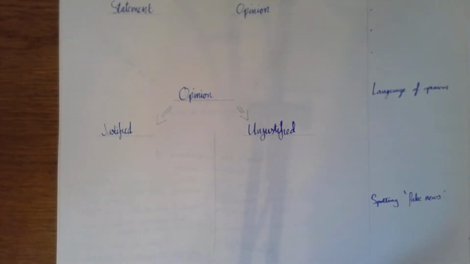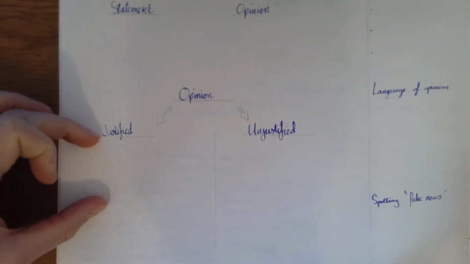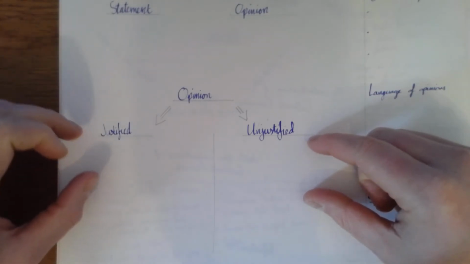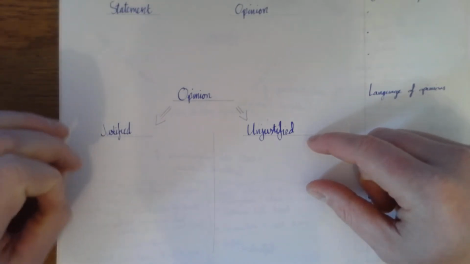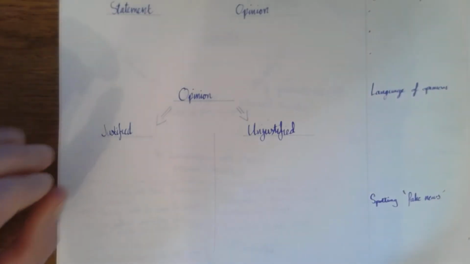Okay, and what you're then going to do for me is tell me what a justified opinion is, and what an unjustified opinion is. So I want you to define those. I want you to think about what we've discussed in the lesson, and go, okay, well, if this is an opinion, is it a justified opinion or is it an unjustified opinion?